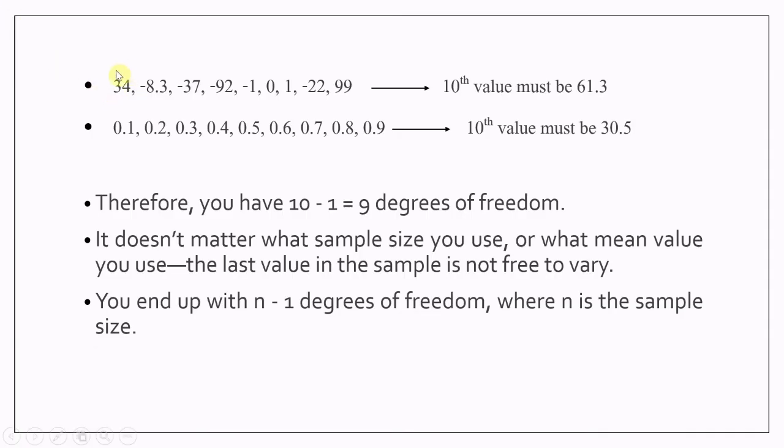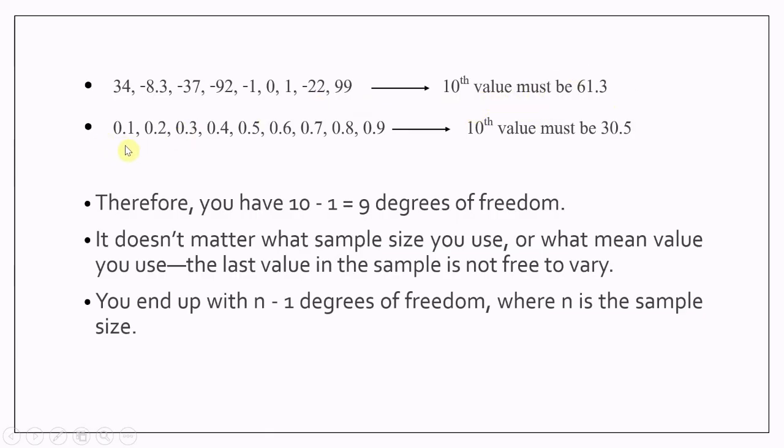So suppose the first value you selected is 34, the second value you selected is minus 8.3, the third value minus 37. In this way you have selected 9 different values. So the ninth value was 99. So to arrive at a sum of 35, the 10th value must be 61.3, so that the total of these 10 values is 35. So the 10th value is fixed.